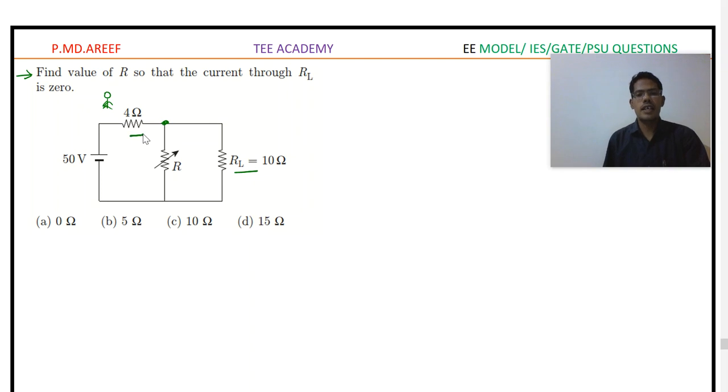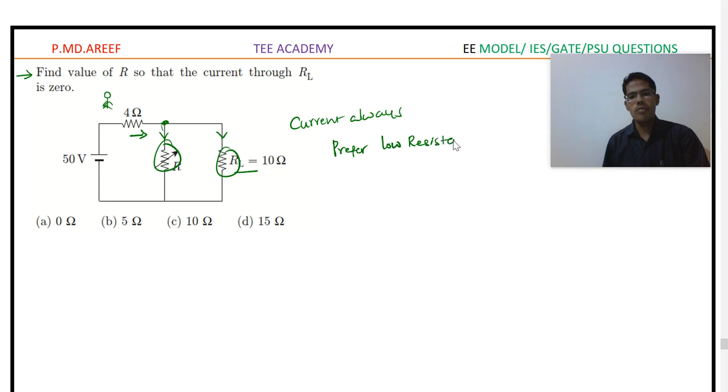So as the current comes here, we have two paths. The current can go either this way or that way. So current may flow in this manner or in this way. Now I'll say current always prefers the low resistance path. Understand this point here.